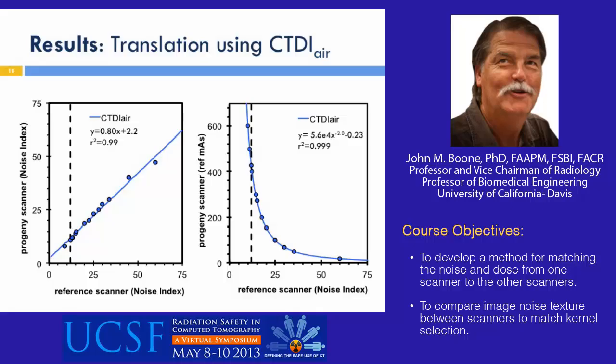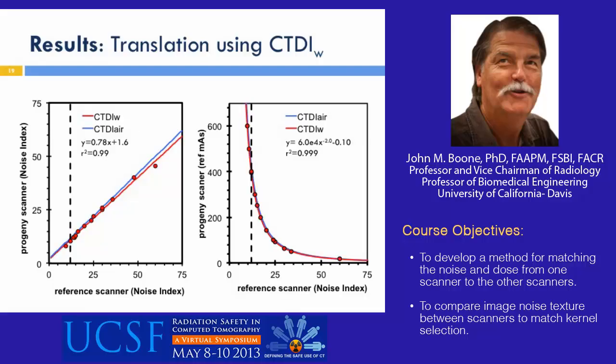Now, in this previous slide, this was using CTDI air with the blue graphs, and we can also use the CTDI metric when the phantom is there, and you can see in slide 19 that the results are actually quite similar, not surprisingly, between CTDI air and CTDI W. So this really doesn't show much difference, and so either one would probably be acceptable for most scanner protocol conversions here.